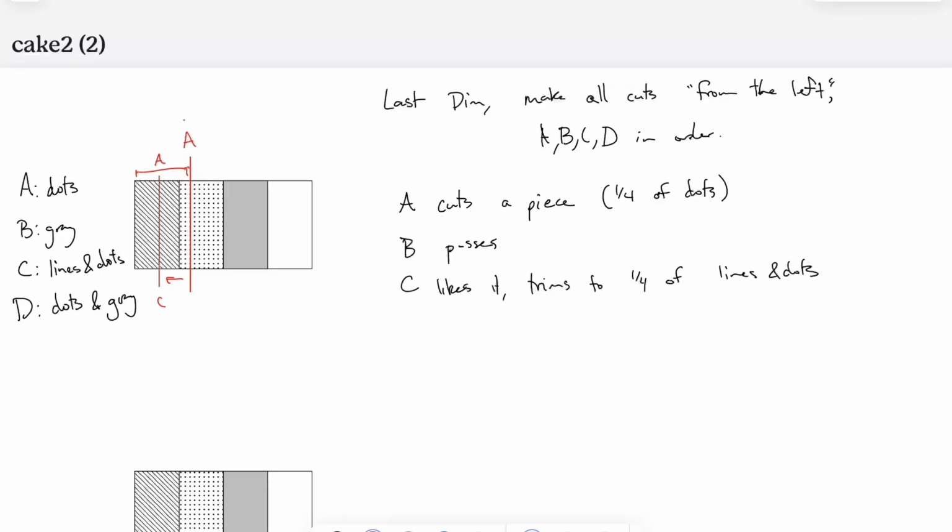Wait, I don't understand why. Wouldn't it be 1/4 of the lines to 1/4 of the dots? Or no? Because when you cut the 1/4 of the dots, it's not like halfway.